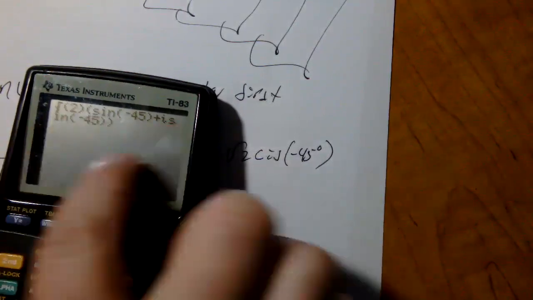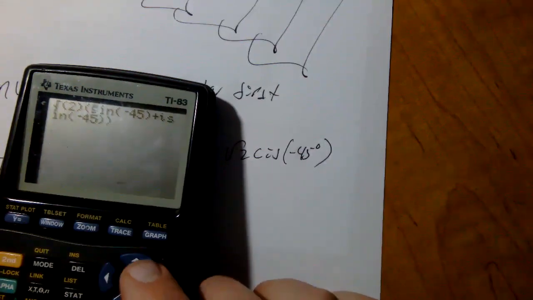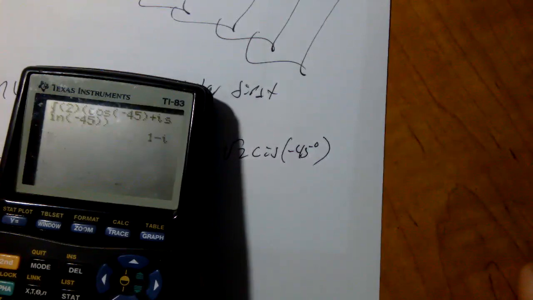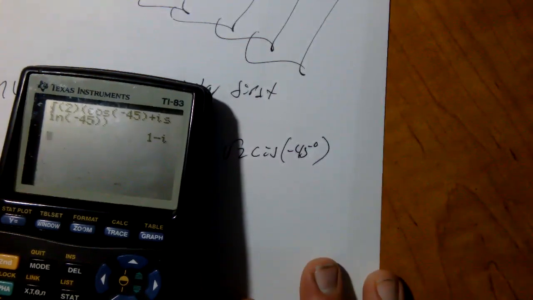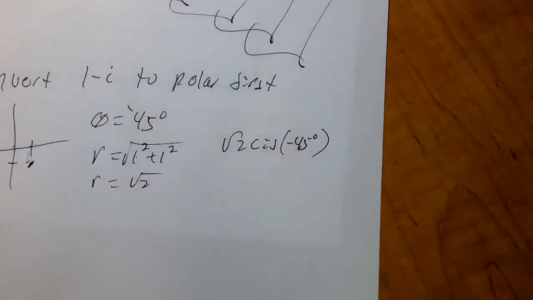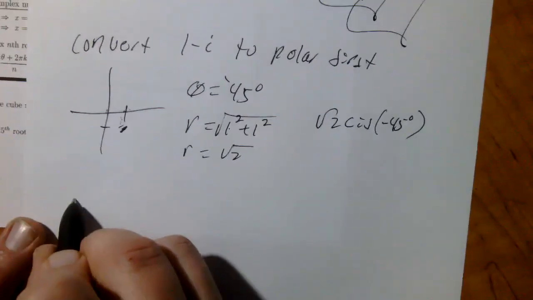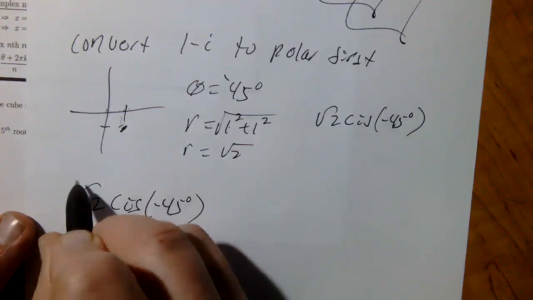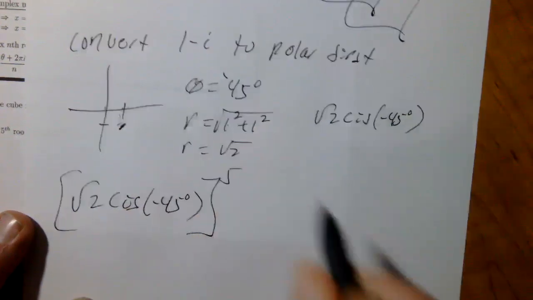So there's your R times all of cosine of negative 45 plus i sine negative 45, okay? And sure enough, it is the 1 minus i, right? Okay, so check, we're good to go. So now what I want to do is root 2 cis negative 45, and we want to raise it to the 5th power.